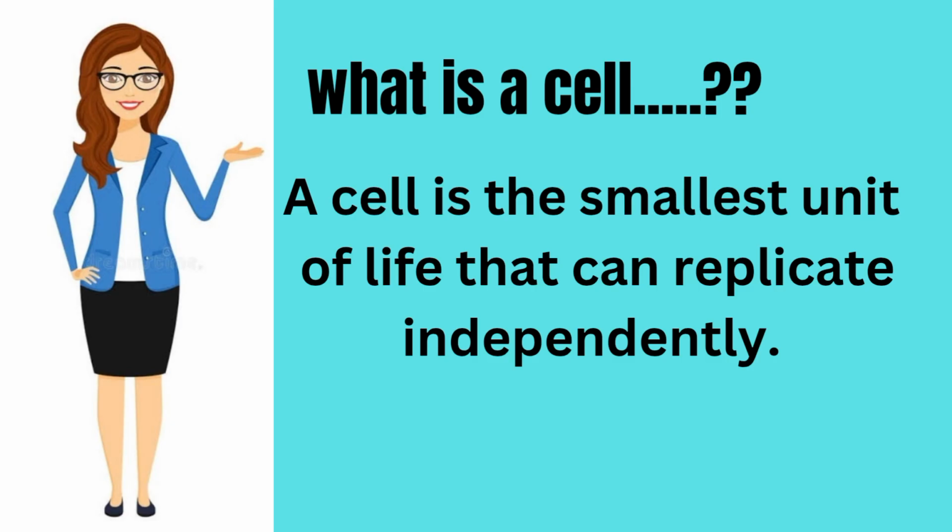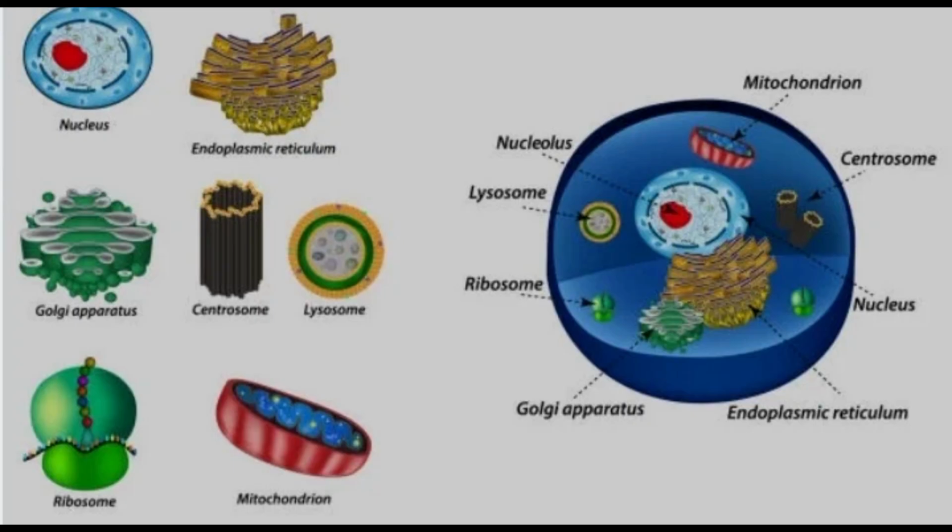First we need to know what is a cell. A cell is the smallest unit of life that can replicate independently. It's a tiny, membrane-bound structure that contains all the necessary components for life. Cells are the basic building blocks of all living organisms, from bacteria to humans.